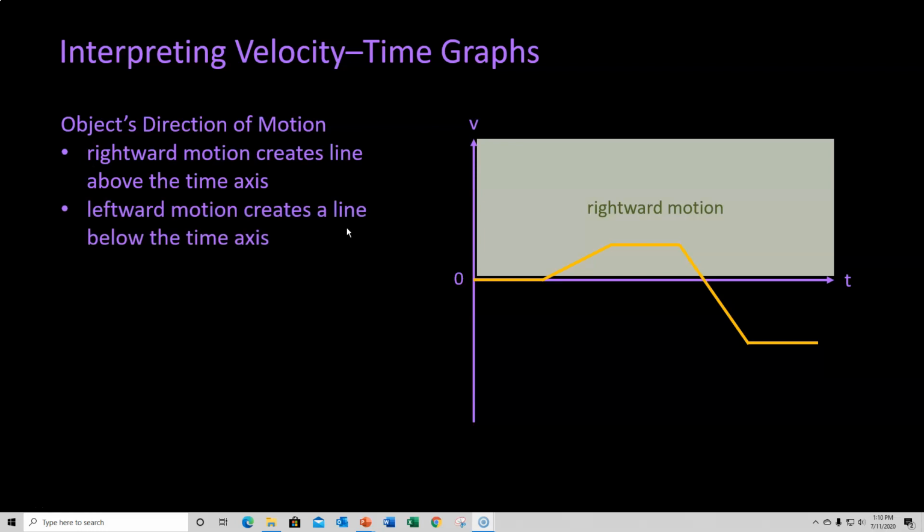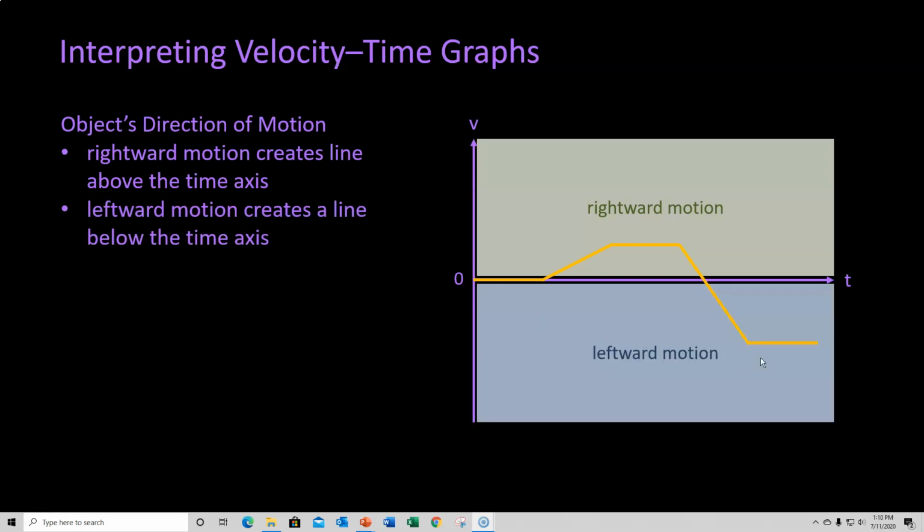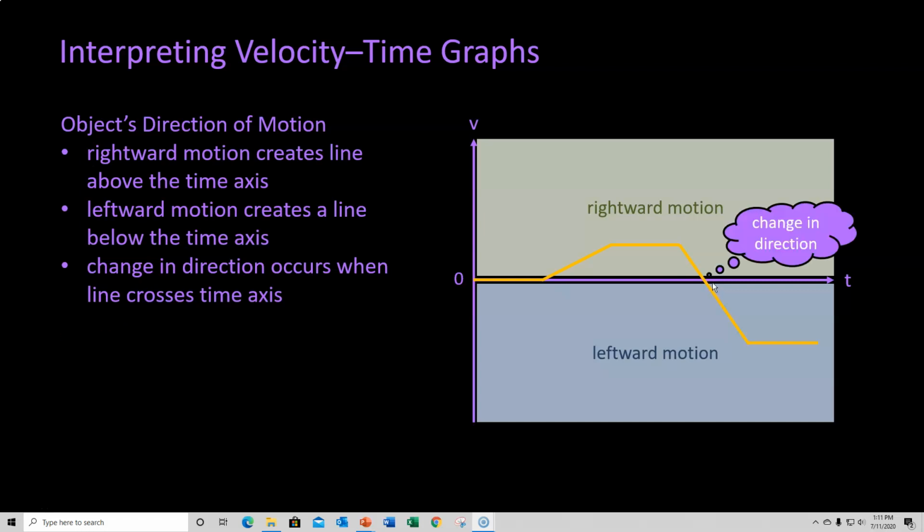or upward. Leftward motion creates a line that is below the time axis. So in this region, we have negative motion, which is either leftward or downward. A change in direction occurs when the line crosses the time axis, as it does here. Here, we're moving rightward, and all of a sudden at this point, we change direction instantaneously and start moving leftward.